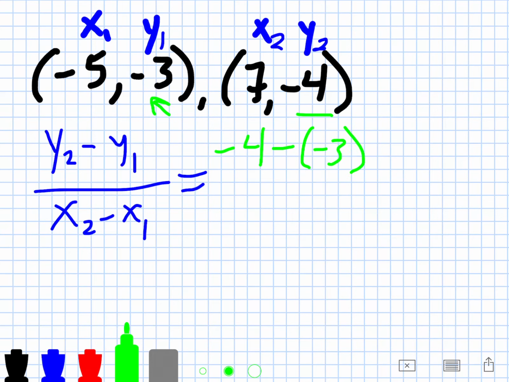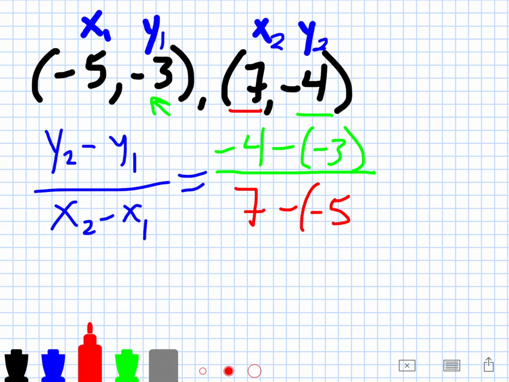It's very, very important that you do -4 minus -3 so that you recognize that there are two negatives right here. Over, what's my x2? My x2 is 7, minus, what's my x1? Well, that's minus 5, because that's right here. So this is why we did evaluating expressions.